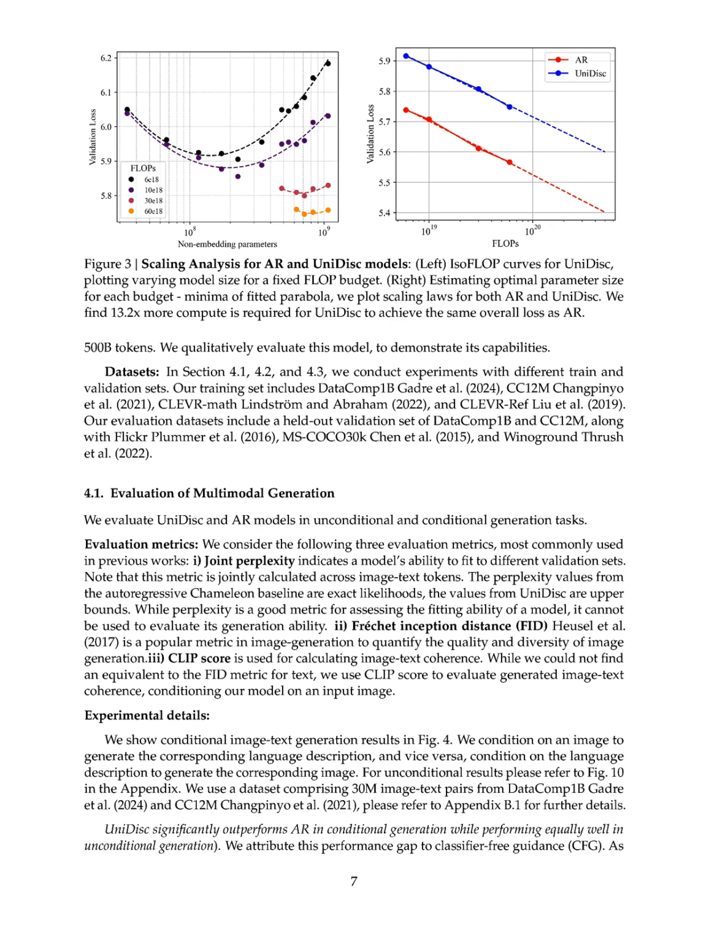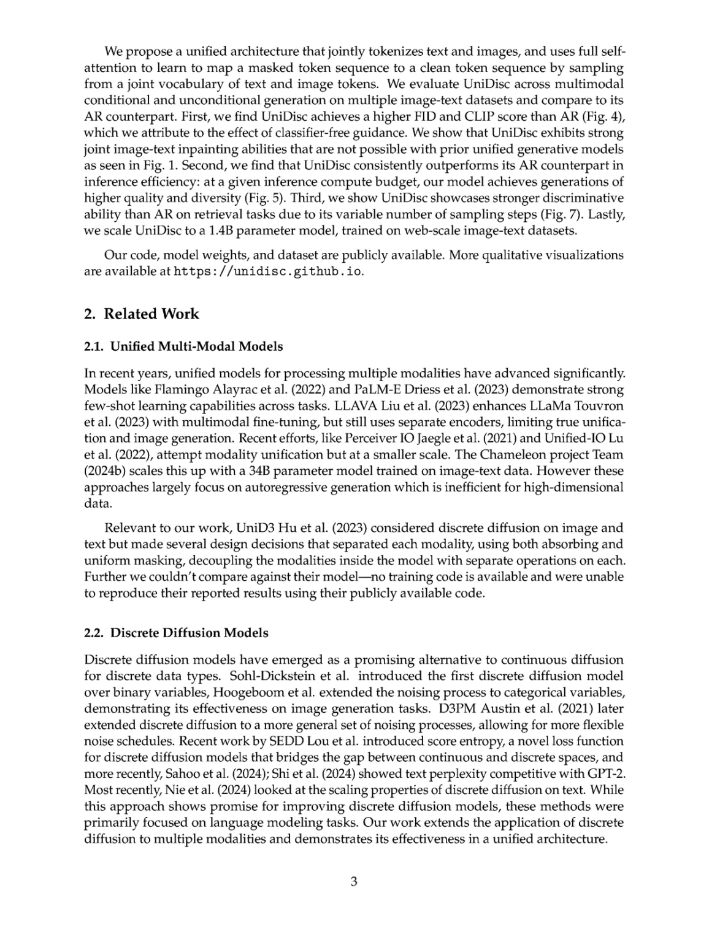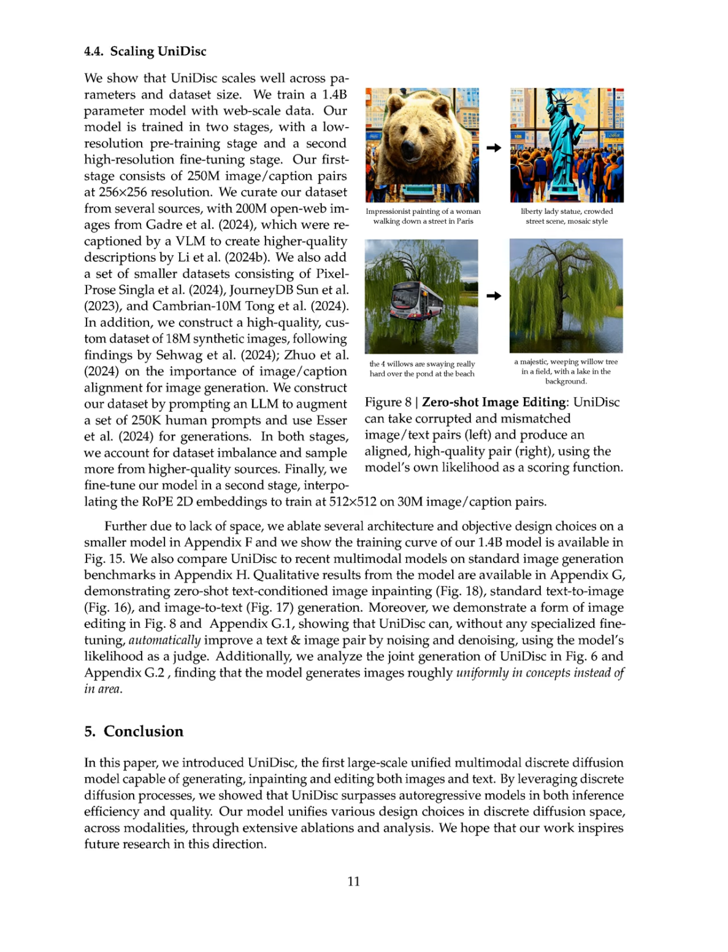The evaluation metrics included joint perplexity, Fréchet inception distance (FID) for image quality, and CLIP score for image-text coherence. Our findings indicated that UniDisc significantly outperformed the AR model in conditional generation tasks, particularly benefiting from classifier-free guidance (CFG), which enhanced its performance in blending conditional and unconditional predictions. Additionally, we assessed the model's performance in joint image-text inpainting, where UniDisc demonstrated superior capabilities without fine-tuning, further supporting our claims of its effectiveness.